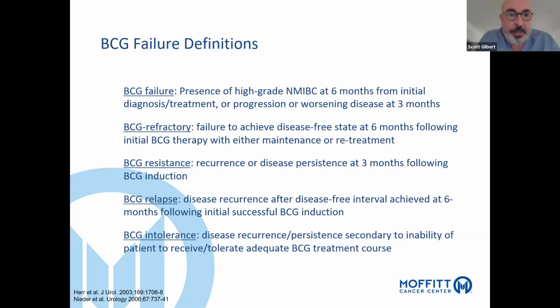So these are some of the older definitions of BCG recurrence, so BCG failure. And this slide is just to show you that it is a little bit of a complex set of definitions that sometimes overlap. It's not very easy to clinically implement, and this is one of the reasons people started moving towards this concept of BCG unresponsive disease, which we'll get to.